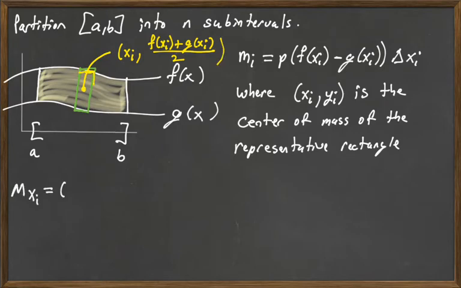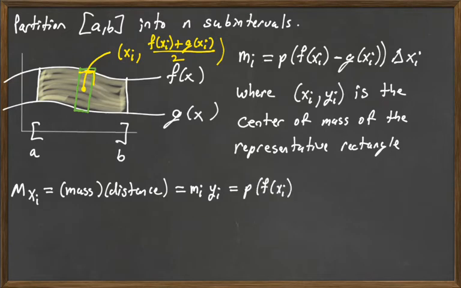The moment about the x-axis of this ith rectangle is going to be the mass times the distance from the center of mass of this rectangle to the x-axis. So the mass is m sub i, and the distance is going to be y sub i. The mass is rho times f of x sub i minus g of x sub i delta x sub i, so that's your density times the area, and then y sub i is the distance to the x-axis.